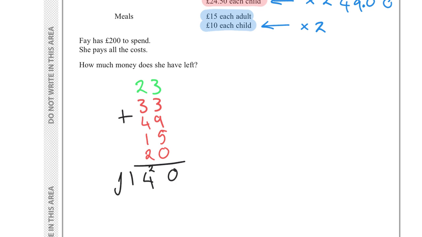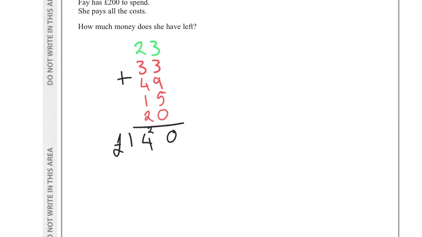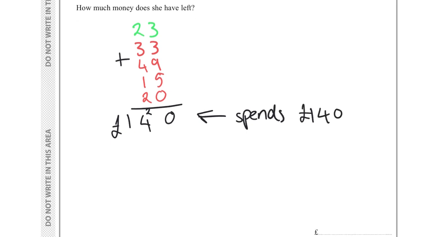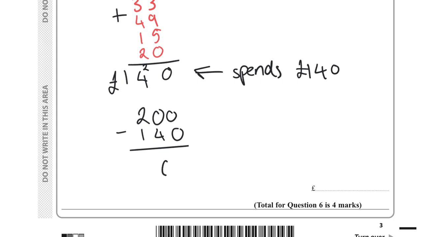Okay, so that is her spending. So she spends £140. She starts with £200, so we're just going to do 200, subtract that 140. You don't really need to do a column multiplication for this, because you will just get £60 left over. And that goes in there.